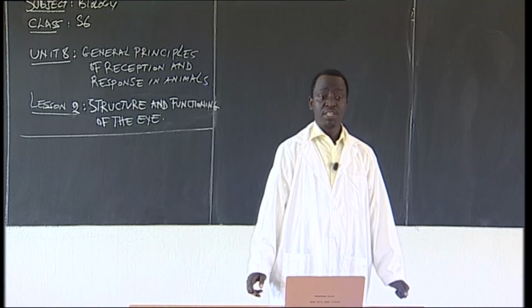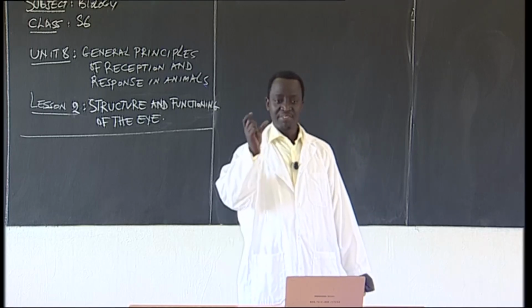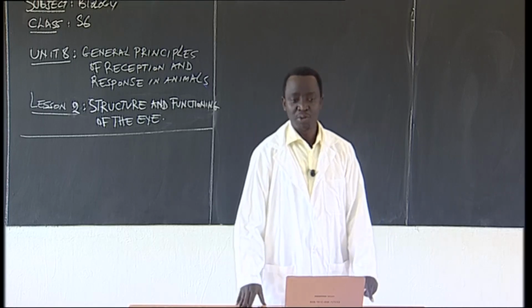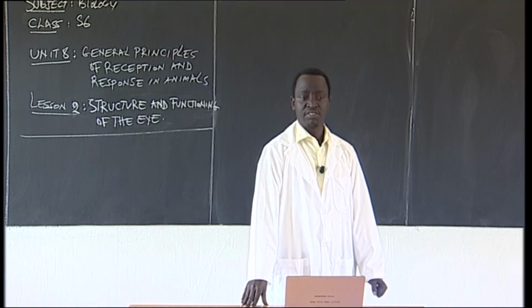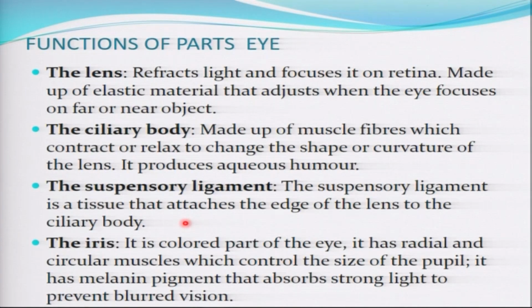Finally, we have what you call the iris. It is colored, as I have said. It is the colored part of the eye. It has radial and circular muscles which control the size of the pupil. So this iris is the one that can control the size of the pupil. It has melanin pigment that absorbs strong light to prevent blurred vision.